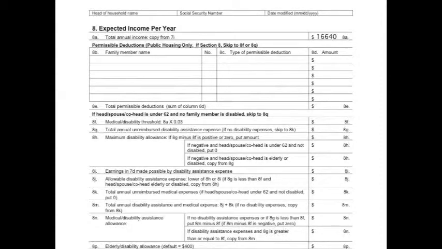On line 8A, we have an answer of $16,640. 8F, 3% of Billy's total annual income is $499. On 8G, the unreimbursed disability assistance expense is $380. On line 8H, if 8G minus 8F is positive, well, when we take $380 and subtract out $499, do we get a positive or a negative number? We get a negative number.